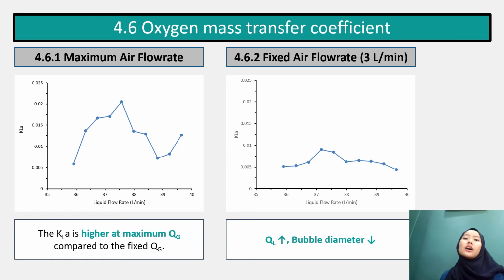Why does this happen? This is because at higher QG, more oxygen can be carried into the system through the bubbles. So this is why at higher air flow rate, which is at maximum air flow rate, the mass transfer coefficient becomes bigger. Also, as you can see, the trend is like a bell curve. The reason is that when the QL increases, the bubble diameter decreases. So when this happens, coalescence of bubbles is highly likely to occur, as I mentioned previously. Now moving on to the next slide.